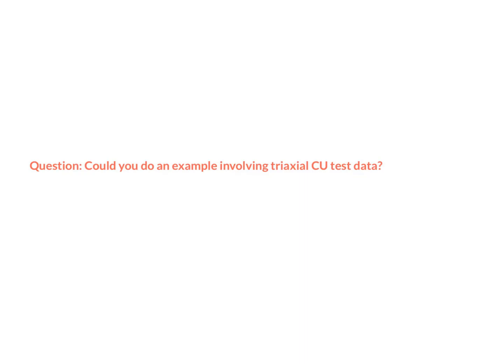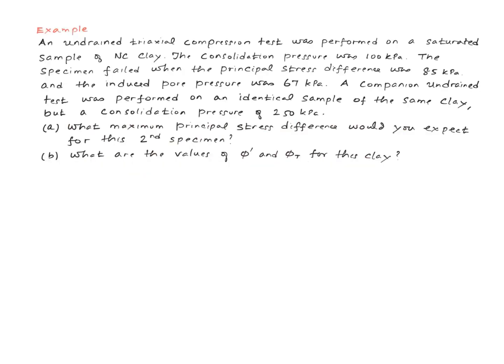The question that I have is, could you do an example involving triaxial CU test data? In this example, an undrained triaxial compression test was performed on a saturated sample of normally consolidated clay. The consolidation pressure was 100 kilopascal. The specimen failed when the principal stress difference was 85 kilopascal and the induced pore water pressure was 67 kilopascal.